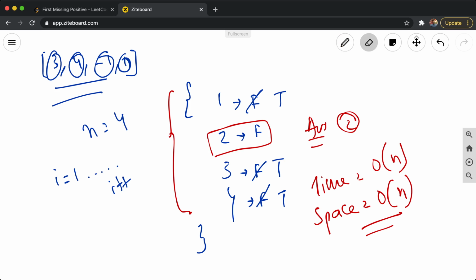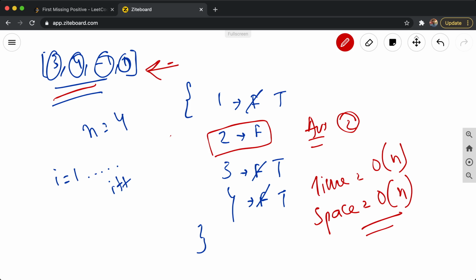The thing we have to understand is what we are trying to do with this hash map. We are trying to achieve whether an element is present or not. We are trying to understand that, I mean, we are storing that in the hash map. Instead of storing that in the hash map, what if we could store that in the array itself without using any extra space?